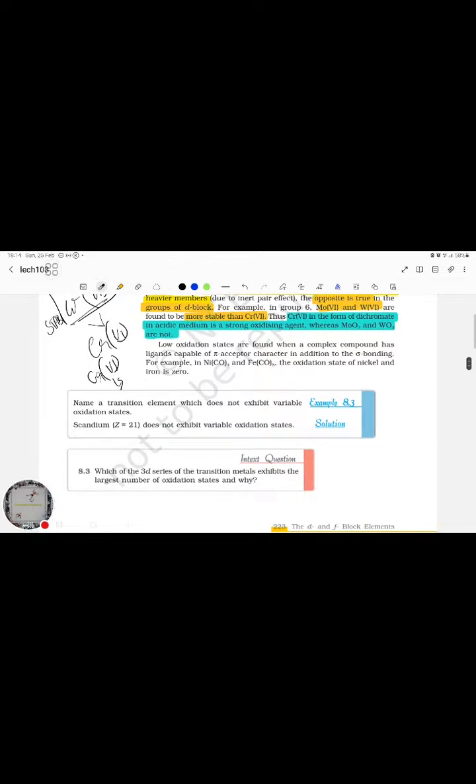Moving down, low oxidation states are found when a complex compound has ligands capable of pi acceptor character in addition to the sigma bonding. So low oxidation states we see in complex compounds, that is, when the ligands have a pi accepting character in addition to the sigma bond, then we'll obtain the low oxidation states.